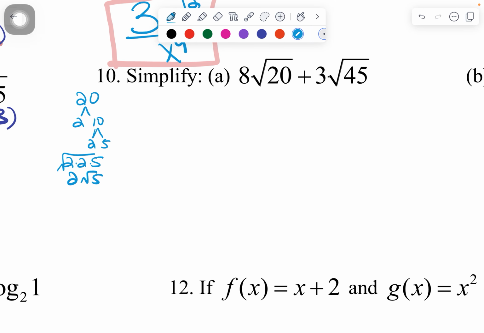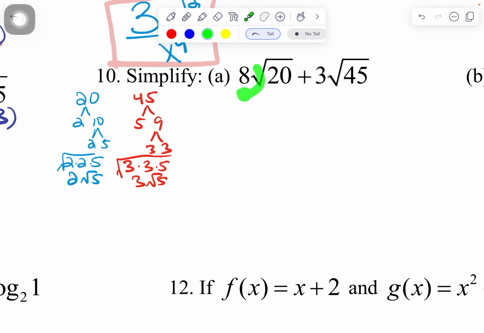I'm going to do the same thing for 45. So 45, 5 and 9, 3 and 3. Started writing that way too fast and it did not work well. So that's going to be 3 root 5.